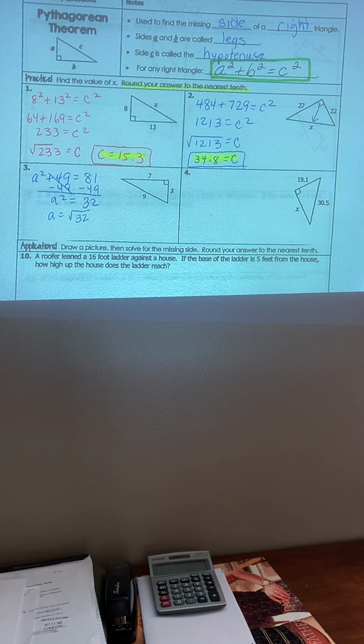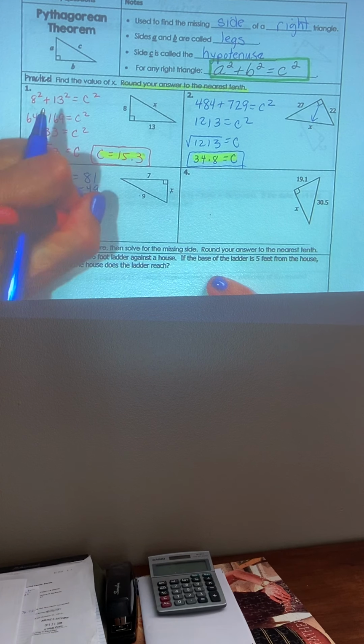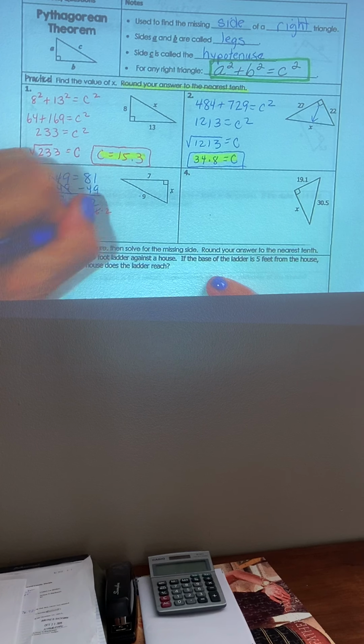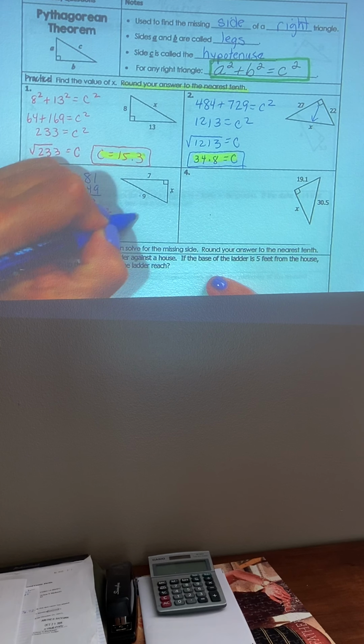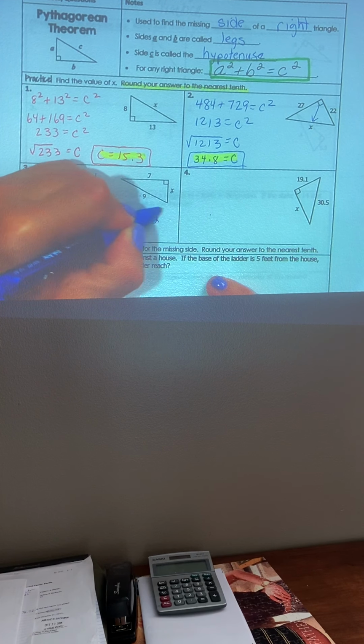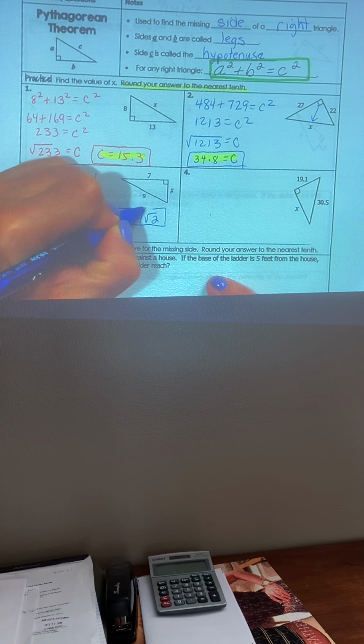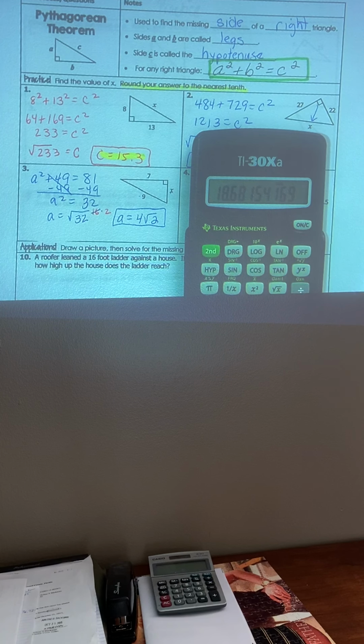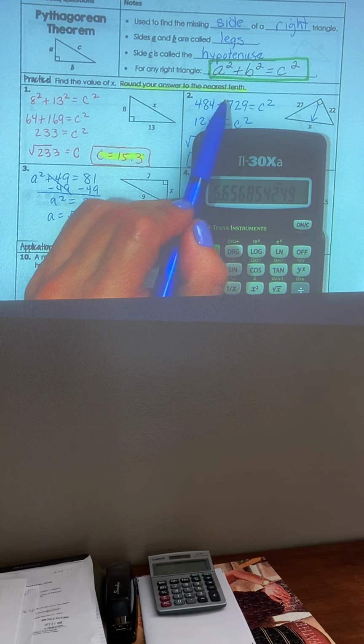But notice that 32, I can simplify that as 16 times 2. Cross it out, kick it out of the radical. So A equals 4 radical 2. They're going to ask you that on the homework. So that's your answer, but you can also do it on the calculator because they might ask you on the calculator as well. The square root of 32 would be 5.7. Why is it 5.7? It's asking for the nearest tenth.